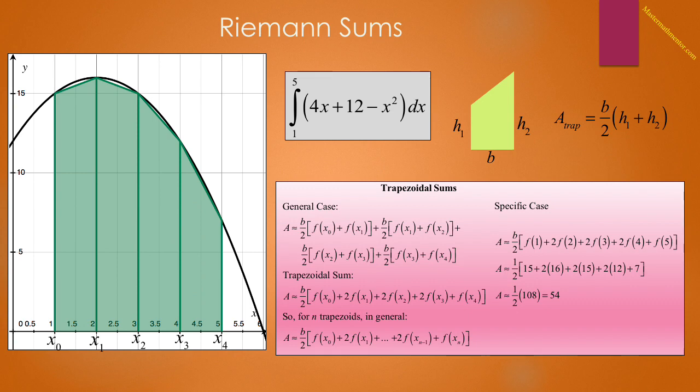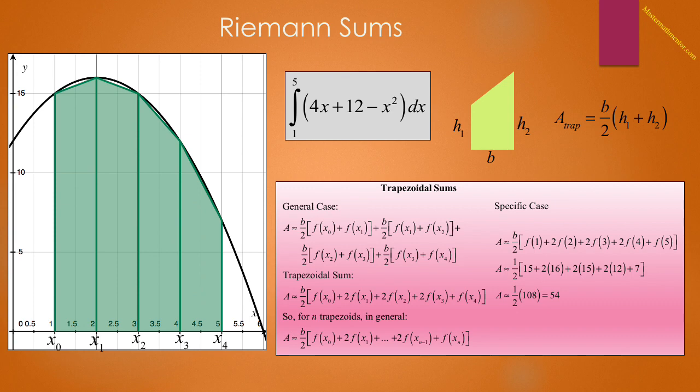The third trapezoid, b over 2 times the quantity f of x2 plus f of x3. And the fourth, b over 2 times the quantity f of x3 plus f of x4. We can factor out the b over 2 and get the quantity f of x0 plus 2f of x1 plus 2f of x2 plus 2f of x3 plus f of x4.